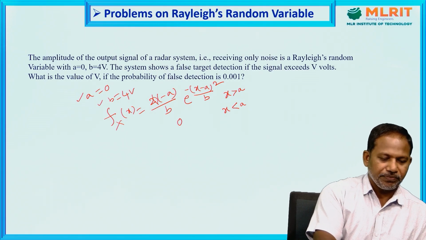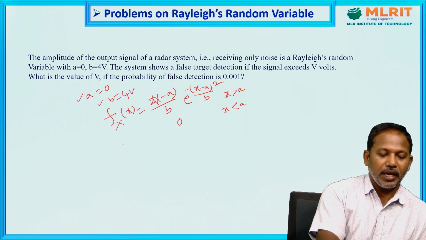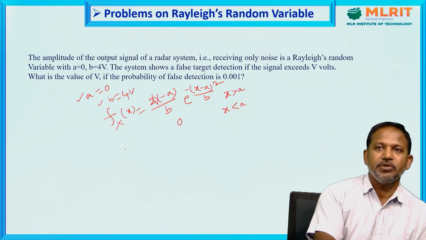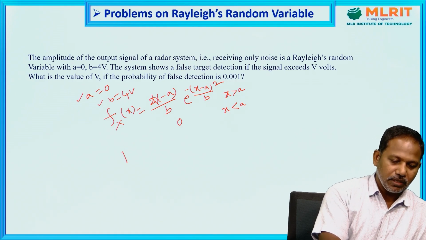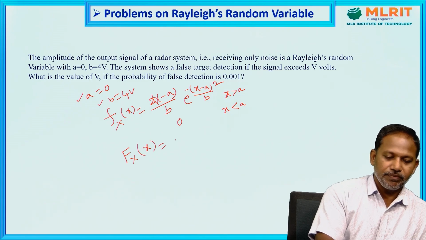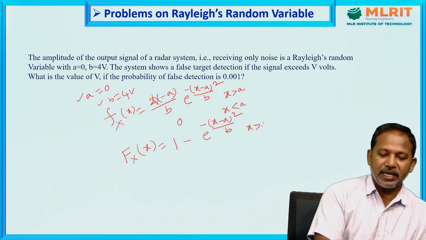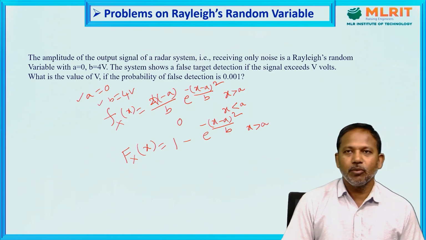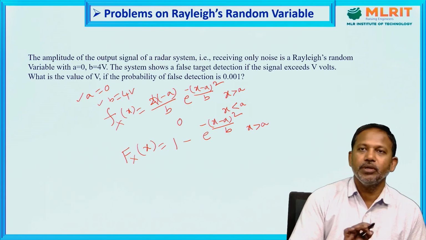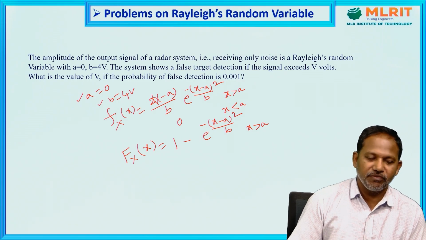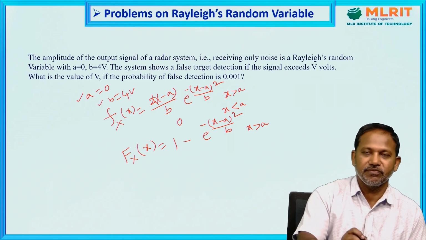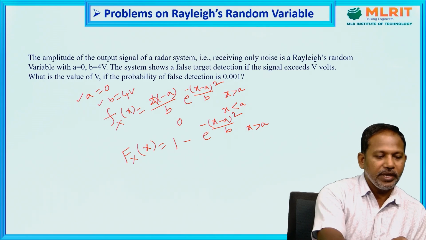Now by using this one, I need to find the probability distribution function also. See here, the probability distribution function F_X(x) is equal to 1 minus e power minus (x minus a) whole square by b for x greater than a. So this is the probability distribution function. Till now we know the probability distribution function and the probability density function for the Rayleigh function. Now we need to solve this problem.